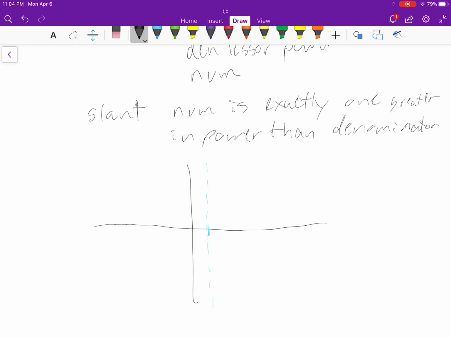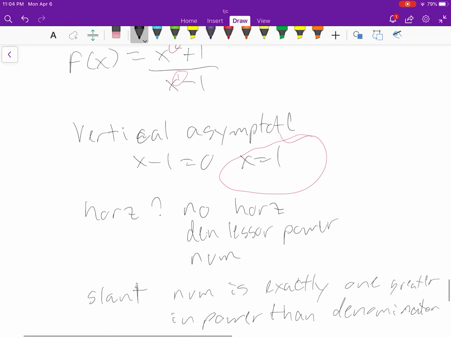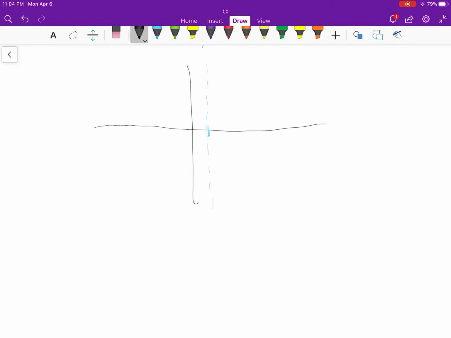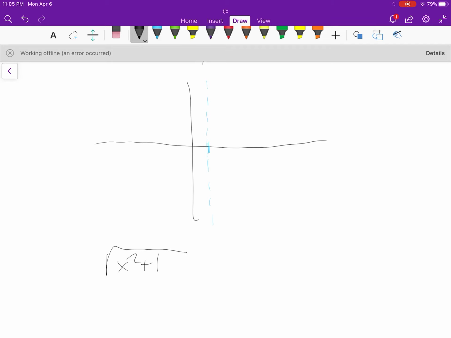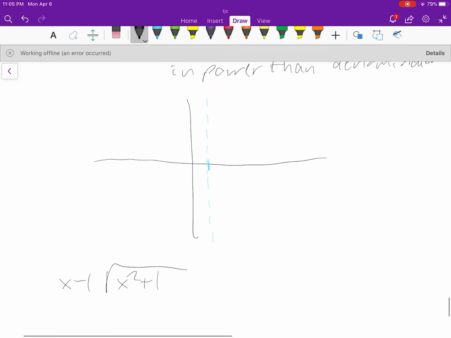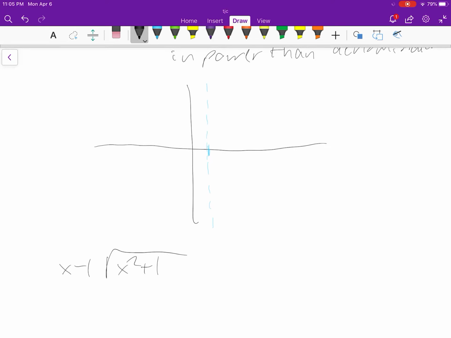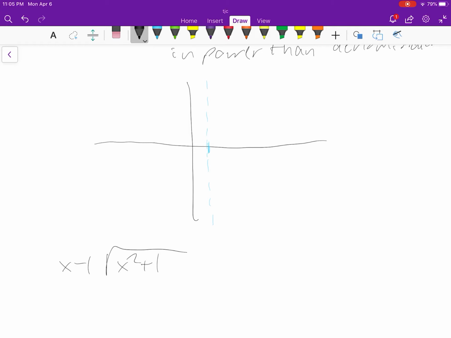Now, how do we figure out what the slant is? Well, to figure out what the slant is, you need to divide the function. You need to take x squared plus 1 and divide it by x minus 1. So you're taking the numerator and dividing it by the denominator. Okay, so let's do our long division.